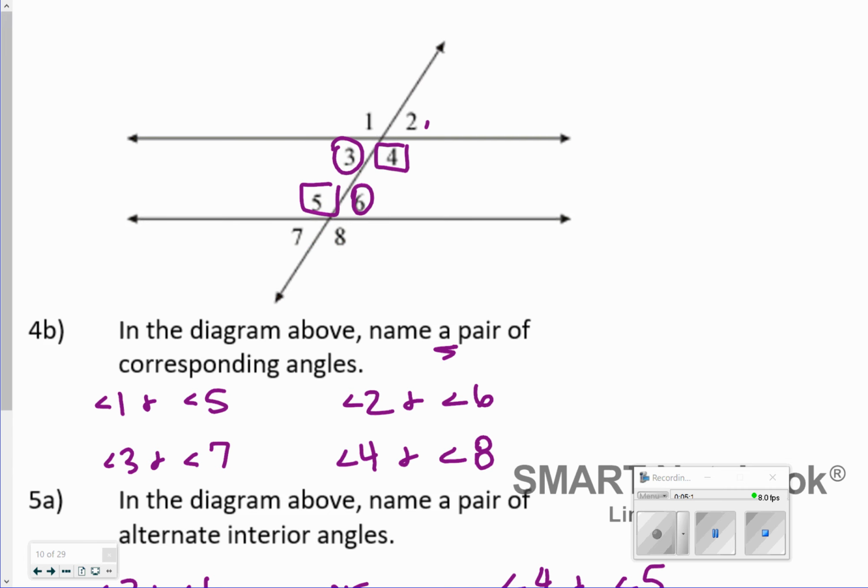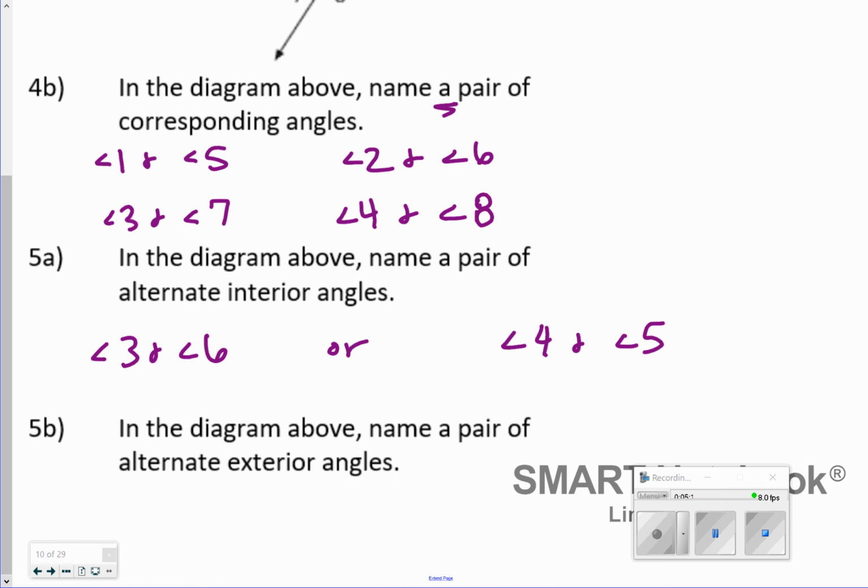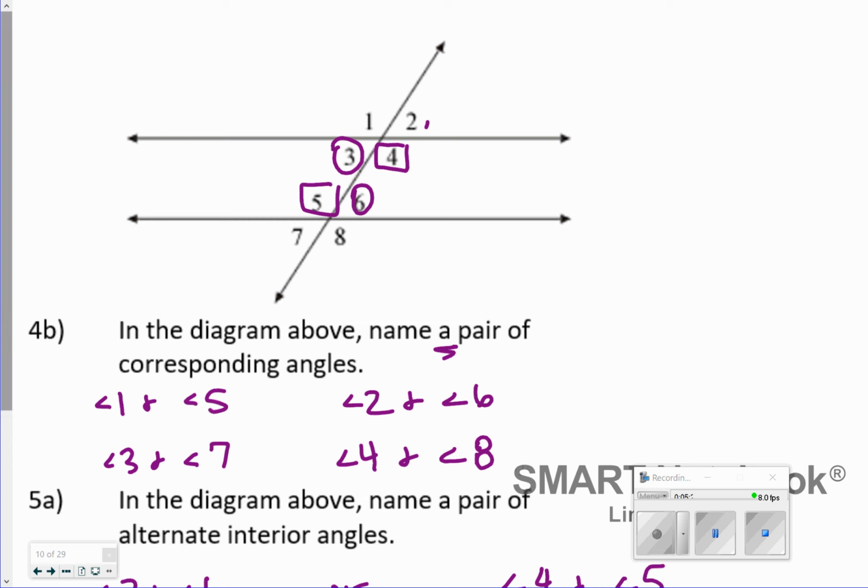The last one talks about alternate exterior. That's the same thing as alternate interior, except alternating on the outside. So your two options could be angle 1 and angle 8, or angle 2 and angle 7. Here's 1 and 8, alternate exterior. They're also equal. And then 2 and 7, alternating on the outside. Okay.